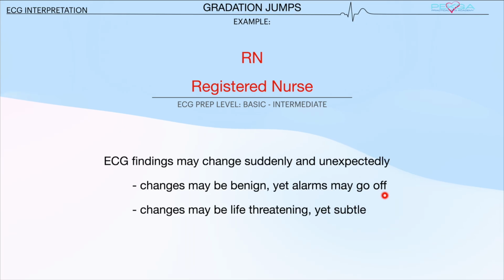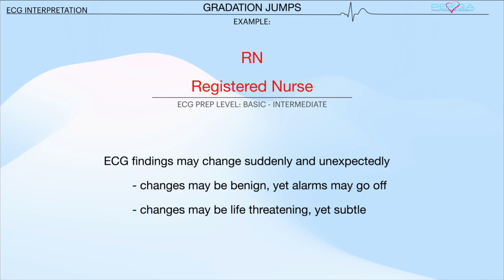I don't know, maybe the heart rate drops below 60 and the device is designed to set off an alarm if the patient gets bradycardic. If you don't know what happened, if you can't pick that up, you're going to be calling all sorts of personnel to come in, maybe calling a code unnecessarily. Now, sometimes it's far worse than that. Sometimes the change may be life-threatening, but it's subtle.